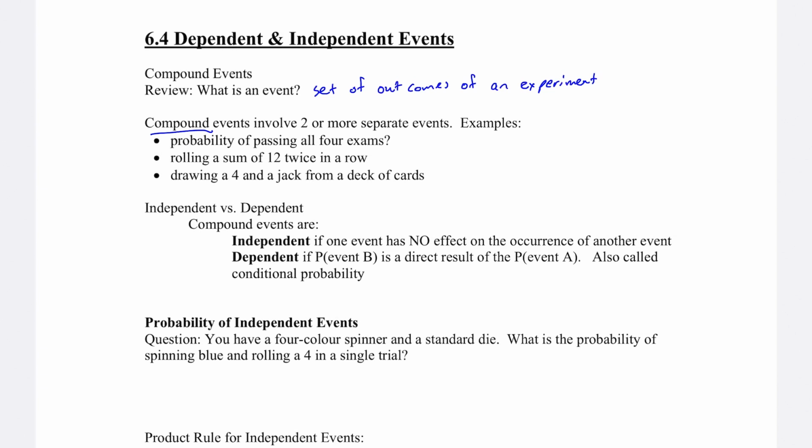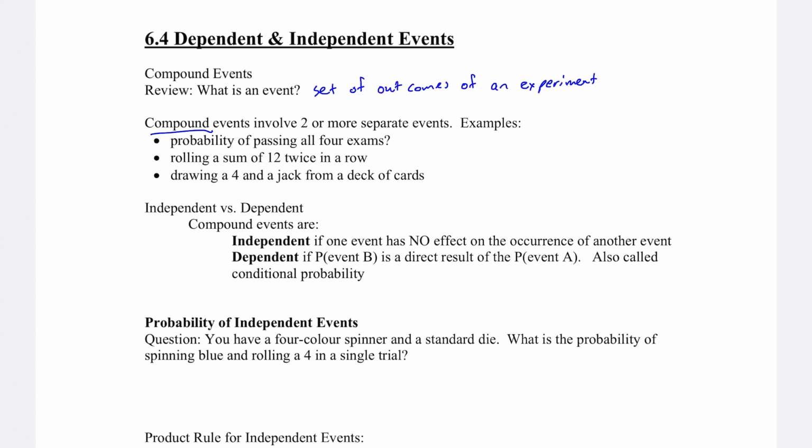Rolling a sum of 12 twice in a row. Well, event 1 would be you rolling a sum of 12. And event 2 would be you rolling a sum of 12 again. Or drawing a 4 and a jack from a deck of cards. So first you would draw that 4, and then you would draw a jack. These are compound events.